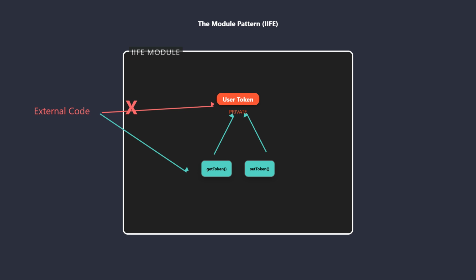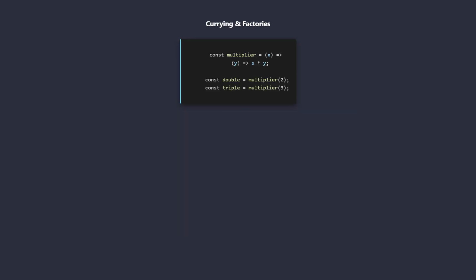It prevents accidental modification of critical configuration settings. The IIFE scope protects the internal state. This pattern is widely used for creating singleton objects. It is also used for managing application state securely.